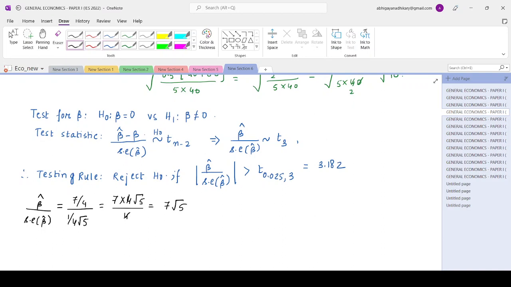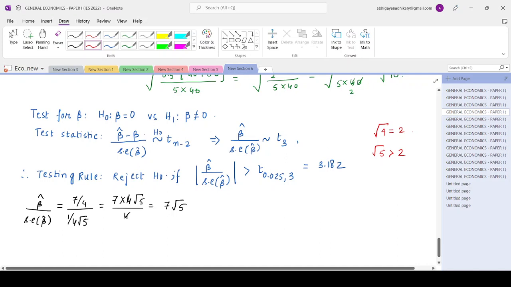Now, without actually going into the entire calculation of the square root, if you don't remember, one thing you can understand is that the square root of 4 is 2, so the square root of 5 is something greater than 2. So 7 times the square root of 5 is definitely greater than 14, for sure, whatever the value is. So it is definitely greater than the critical value. Hence, we will reject H naught at 5% level of significance. So that's the answer to the final part of question 5. Thank you.